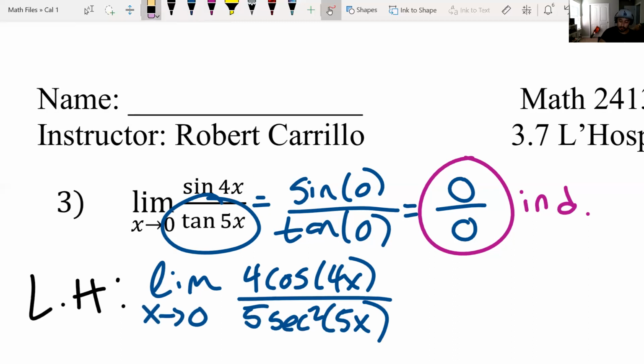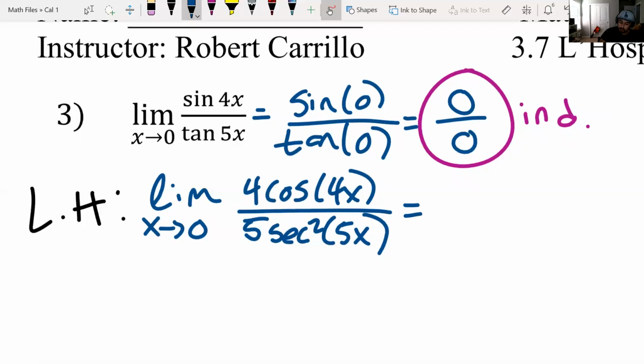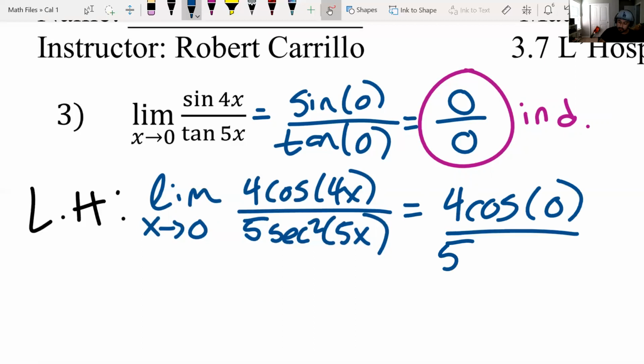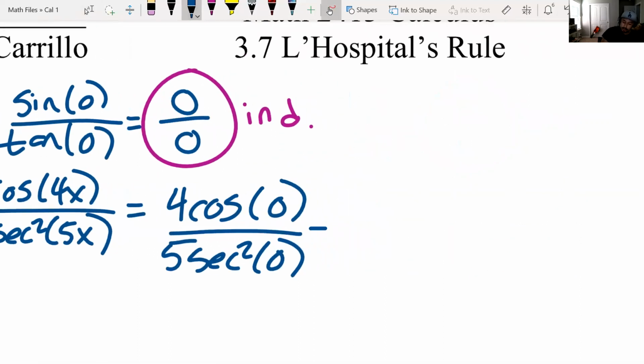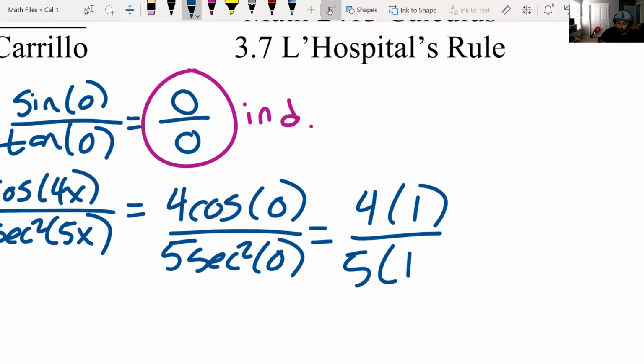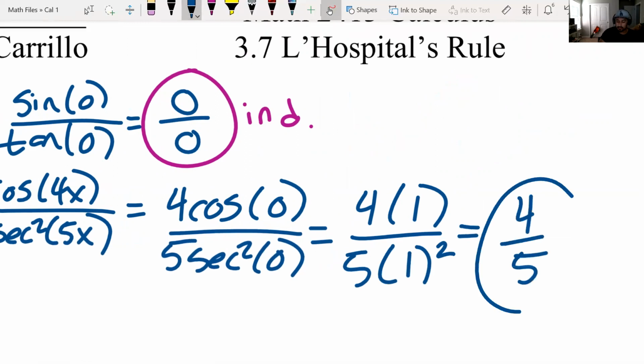Both had to be chain ruled. Now plug in 0. Four cosine times 0 over 5 secant squared times 0. Seen this a lot today. Cosine at 0 is 1. Secant at 0 is also 1, but it is squared. Doesn't matter. You still get 4 over 5. Lovely.